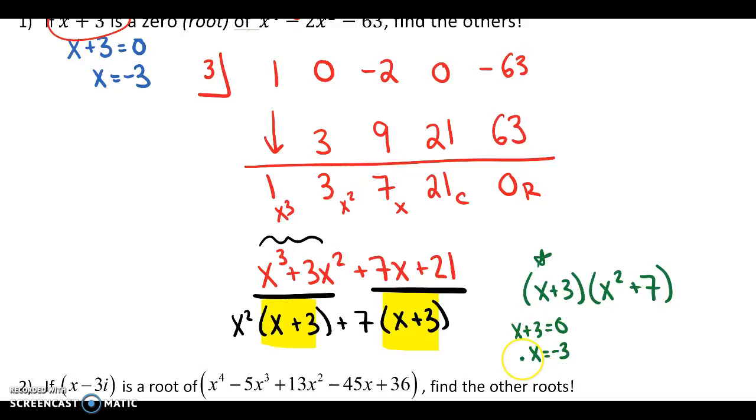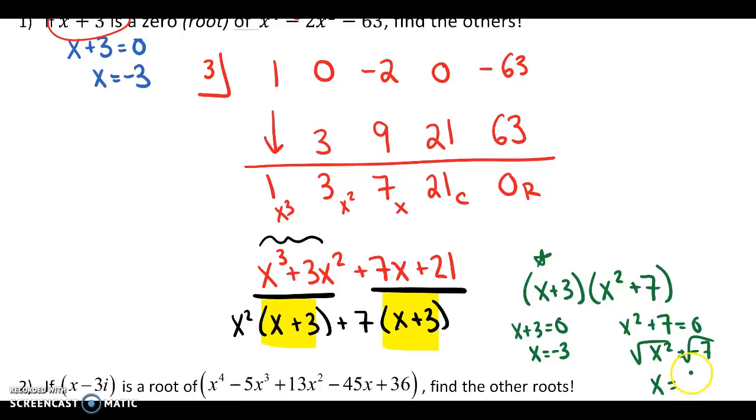And hey, look, that means that this negative 3 is a double 0. It's counted twice. It has a multiplicity of 2 because it's here and up here. And then I can say x squared plus 7 equals 0. So x squared equals negative 7. Square root both sides, and you will have imaginary zeros.